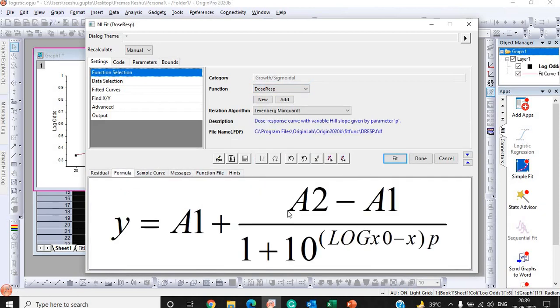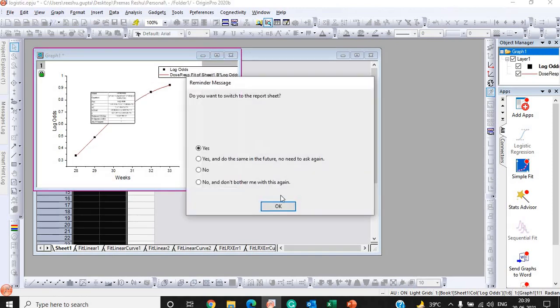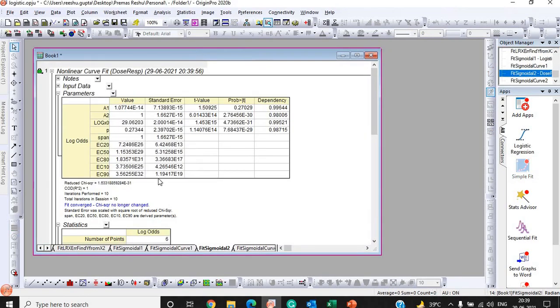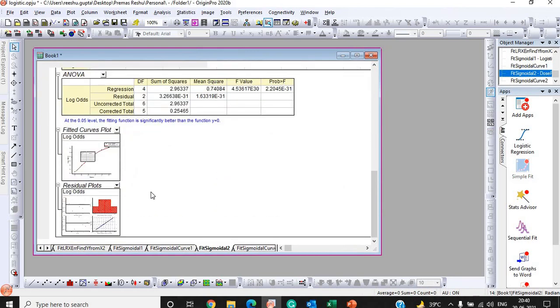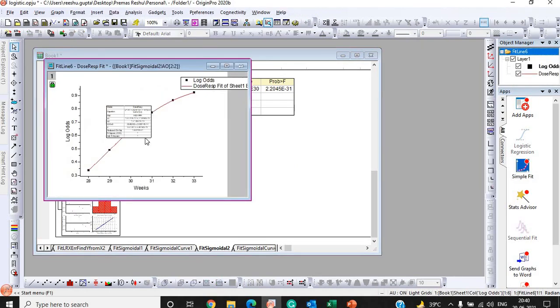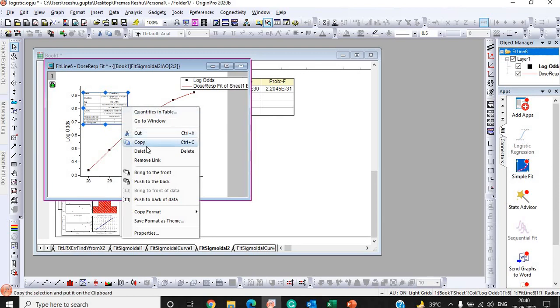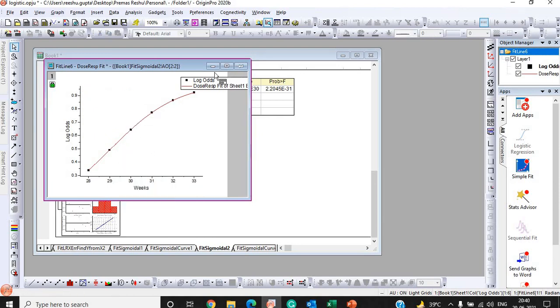Here you can see the formula is in the log. When you click, these are the things which you are going to get. You can just delete it. Here you can see you are going to get the exponential plot.